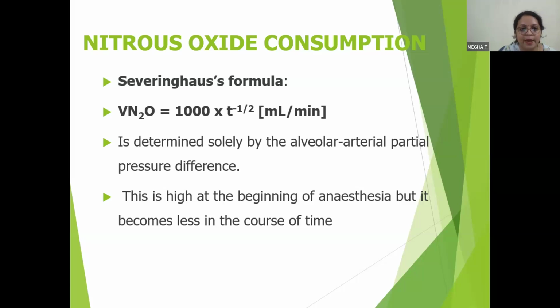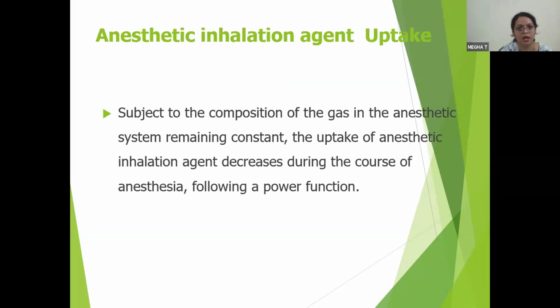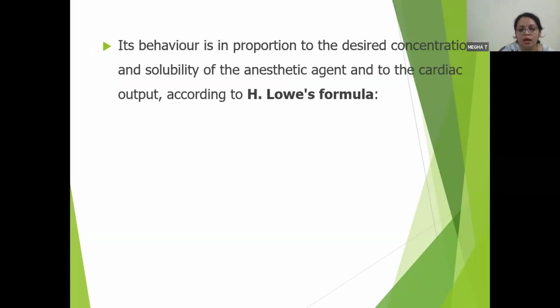So the uptake is mainly determined by the alveolar-arterial partial pressure difference. As I said, it's high at the beginning, but in the course of time, it becomes less. For anesthetic agent uptake, there's another formula. This is mainly subject to the composition of the gas in the anesthetic system remaining constant, and the uptake of inhalation agents like nitrous oxide decreases over the course of time.